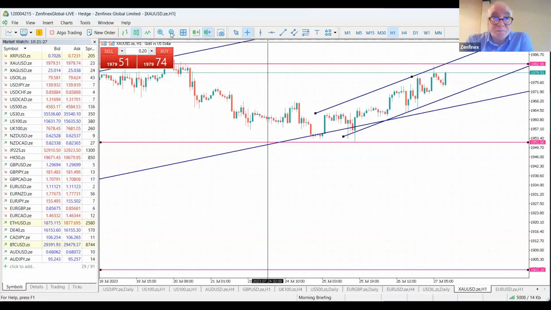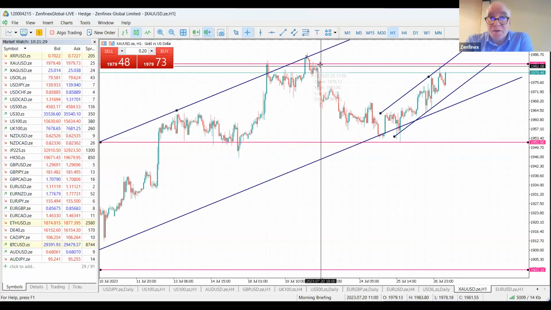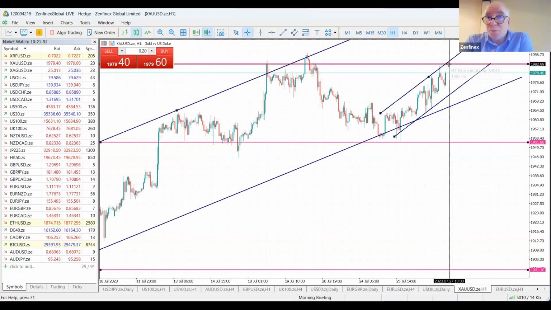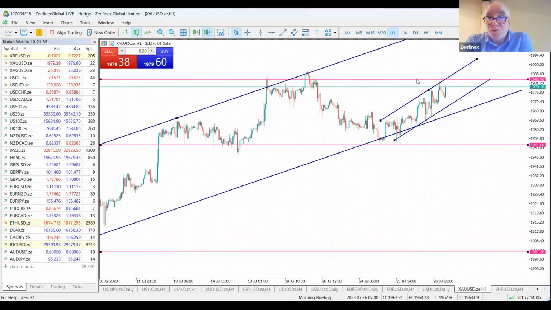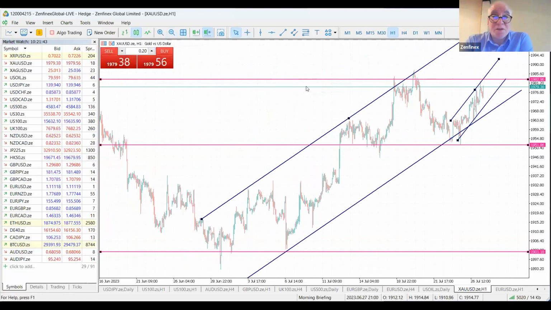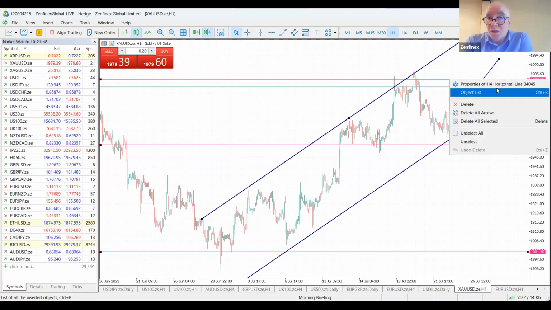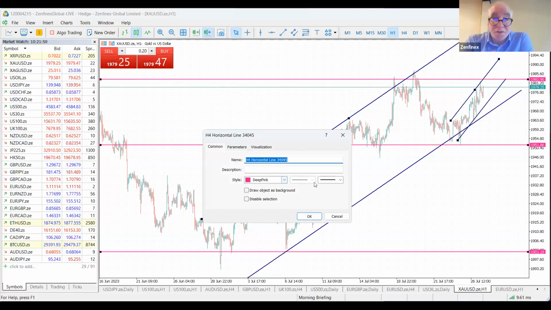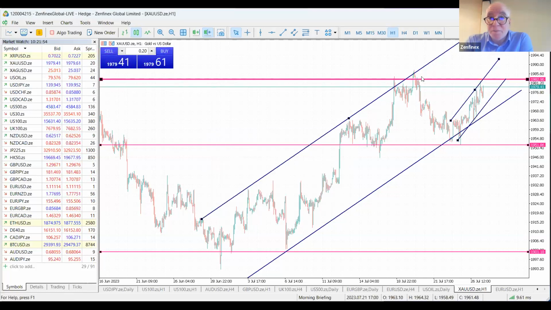So how are we going to play gold? Resistance, top of the channel resistance, and we have resistance here. So we're really looking for a breakout. And I believe, because it's done it so many times, let's just count back how many times. I'm going to thicken this line a little bit so we can pay some attention to it, because this is clearly an important level. So we've made it thicker.